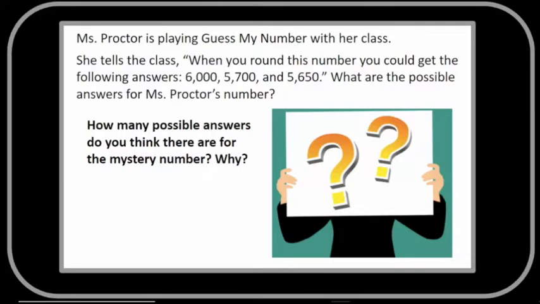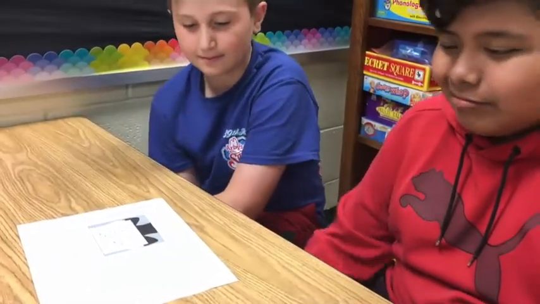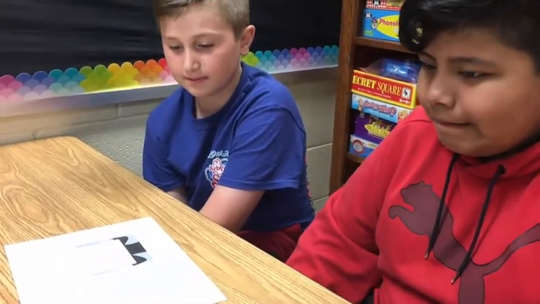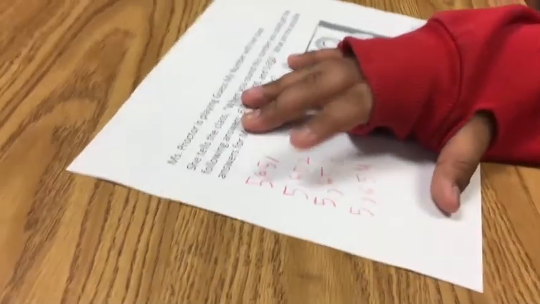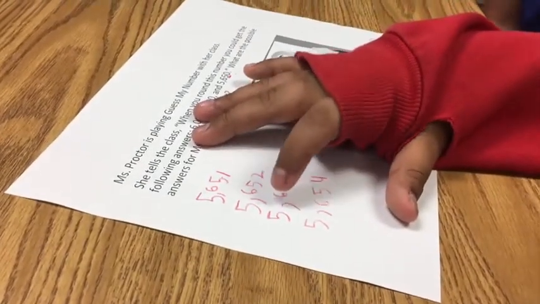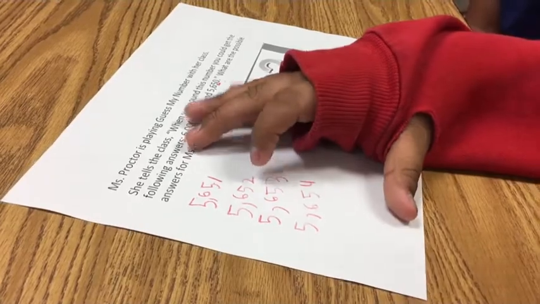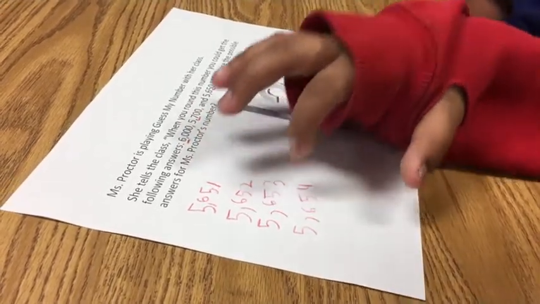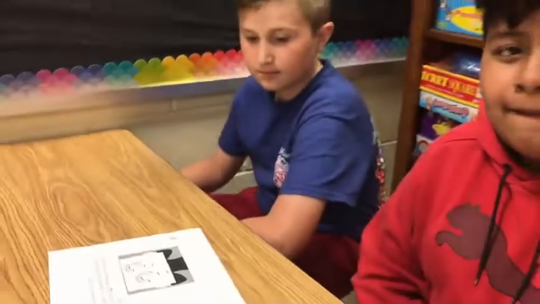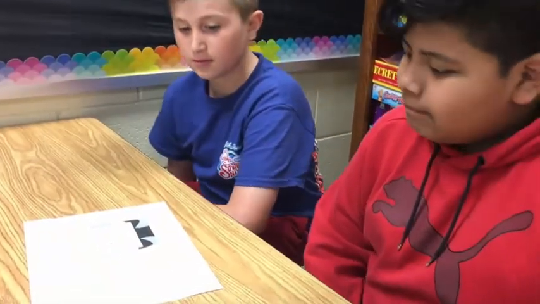In this task, the teacher tells the students that the mystery number can round to 6,000, 5,700, as well as 5,650. How many possible answers could there be? So what numbers round to 6,000, 5,700, and 5,650? 5,651 and 5,652, 5,653, 5,654. And how do you know these all round to the same numbers?